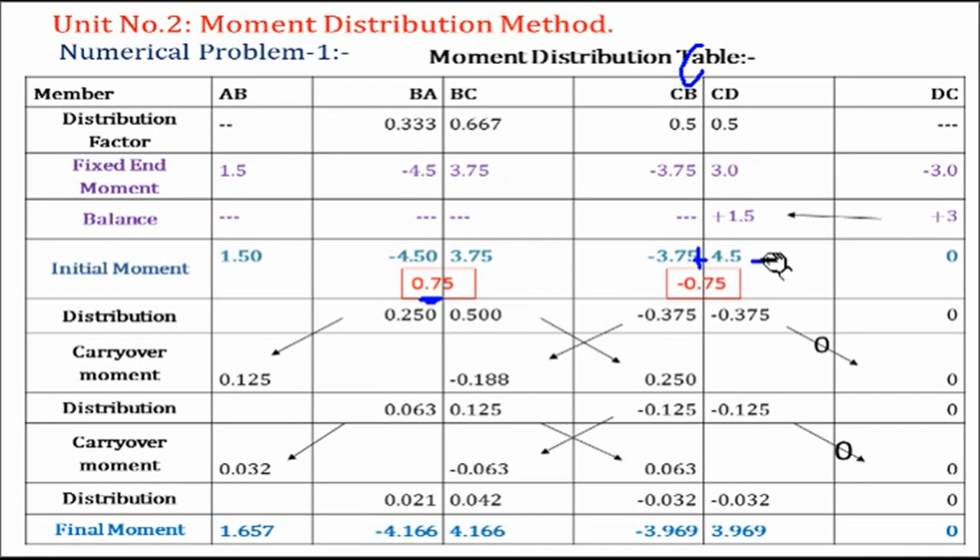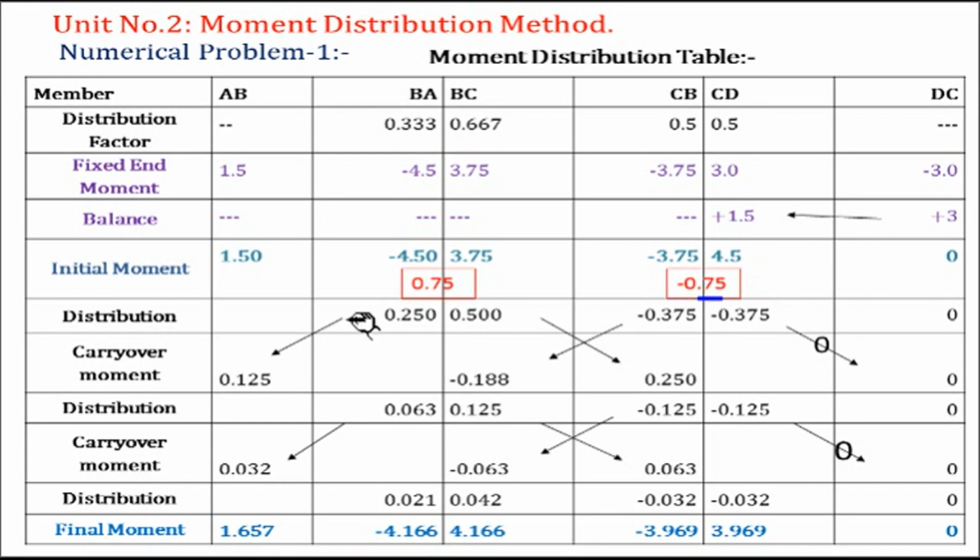Adding these two, we have moment plus 0.75 plus 0.75. That means what? It is not equal to 0. So you have to do the correction, and for correction you have to take corrected value minus 0.75. Okay, so that corrected moment you have to add, so minus 0.75. Opposite side you have to take minus 0.75.